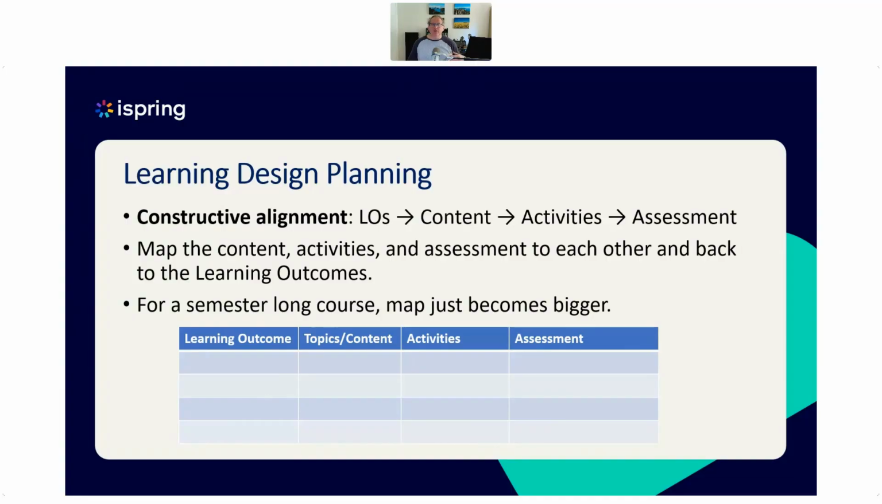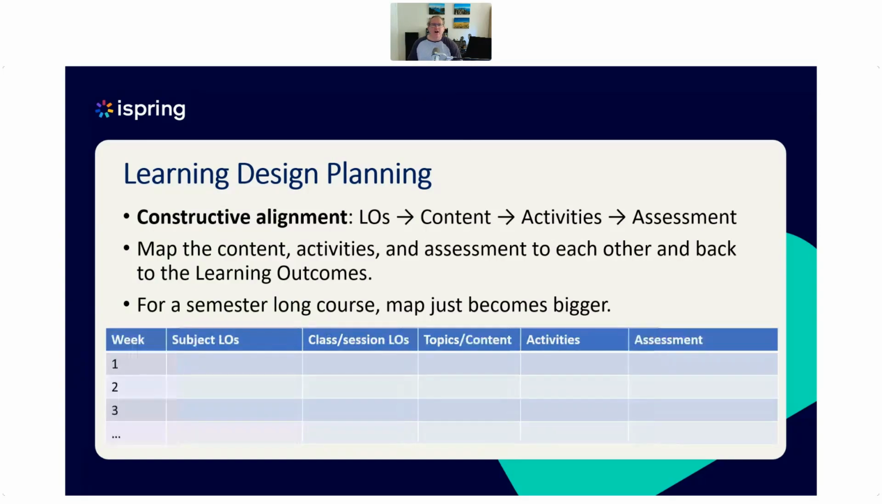So what we want to do is map this stuff out. What I like to do is have a table. Here's my learning outcome, here's my content, here's my activities, here's my assessment. Map it out so that I can make sure that all of the learning outcomes are covered by the stuff, and all of the stuff maps back to the learning outcomes.